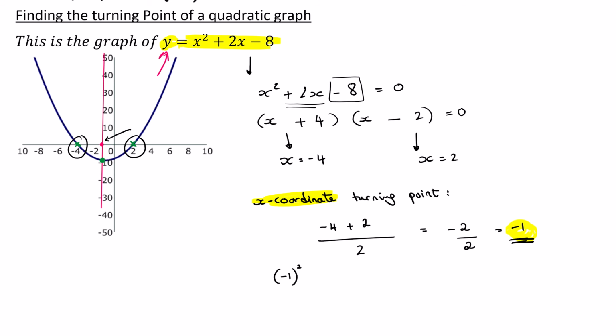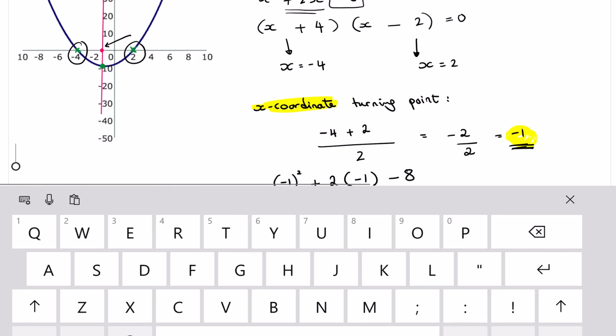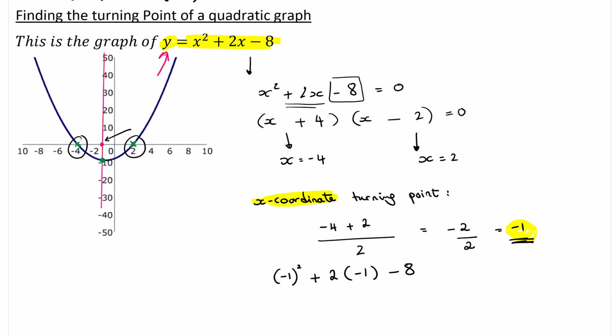Negative 1 squared. Remember, you put the power outside the bracket, and every x turns into a bracket, and you simply substitute the number in the bracket. You can type it like this. You can actually get your calculator and put negative 1 squared plus 2 brackets negative 1 minus 8 equals, and it gives you minus 9. And again, that looks about right. It's just above minus 10 here on the diagram, so it's negative 9. So the coordinate of the turning point is minus 1, minus 9.